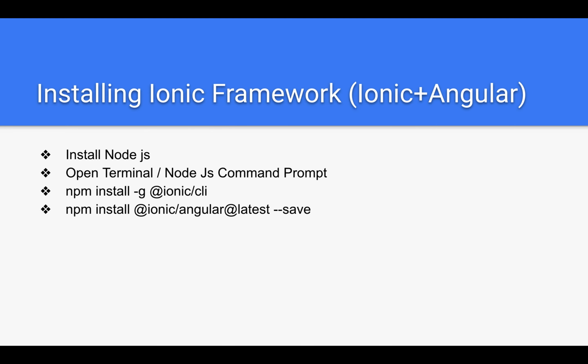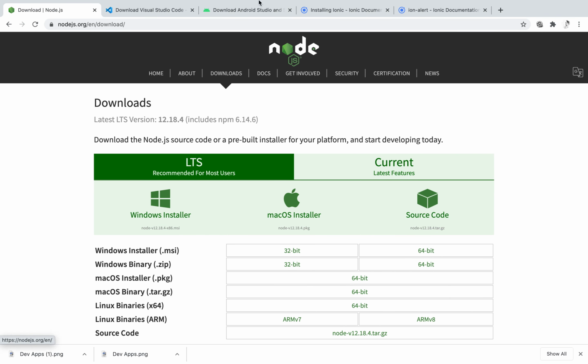Okay, so next we will see how to install the Ionic framework. Whenever you want to install the Ionic framework, you need Node.js. When you want to download Node.js, directly you can go to the website nodejs.org, and from here you can download Node.js and install it in your system. Okay, so after installing Node.js, the Ionic framework can be installed by using the command line only. With the help of some commands only, you can install the Ionic framework.